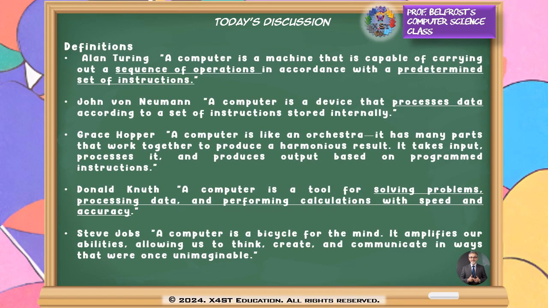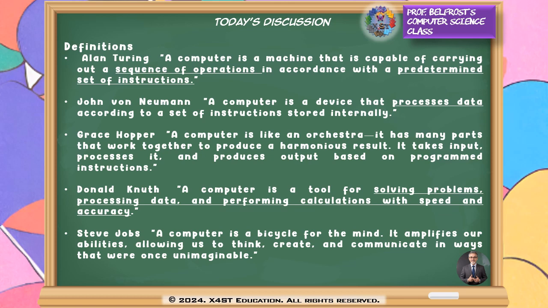So let's see the definitions of computers given by 10 experts that I have summarized for you. But you can find out more. I think these 10 are enough. I will dive into the most important ones, which I have underlined for you. Alan Turing: a sequence of operations in accordance with a predetermined set of instructions. Then John von Neumann: a device that processes data according to a set of instructions stored internally. Then Donut: a tool for solving problems, processing data, and performing calculations with speed and accuracy.